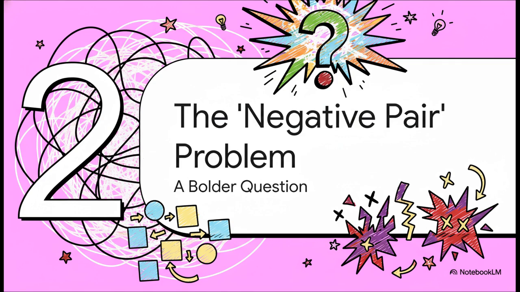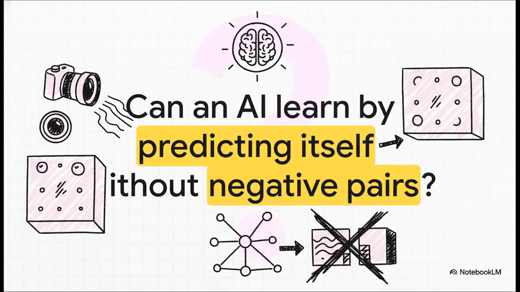The folks behind BYOL looked at this whole complex system of positive and negative pairs, and they asked a very, very bold question. What if you could just throw away the entire idea of negative pairs? Just get rid of them. What if an AI could learn just by looking at two different versions of the same image and just trying to make its representations match? I mean, it sounds way too simple to actually work, right?